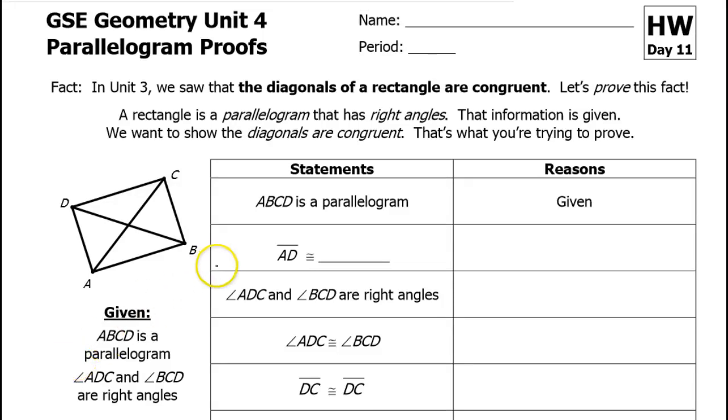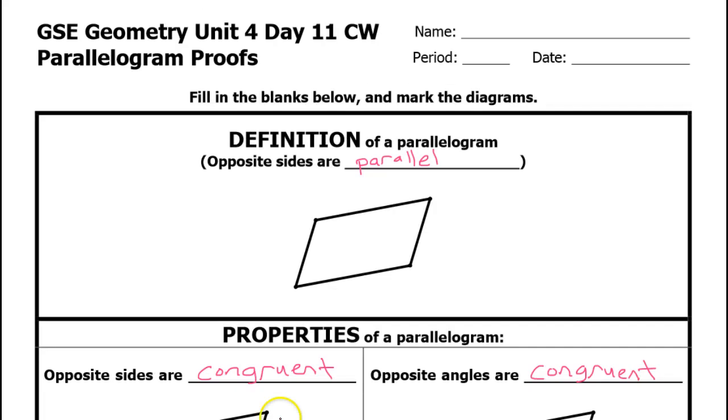In this video, we will use the properties of parallelograms to help us prove triangles are congruent, as well as specific parts. So what are these properties of parallelograms? Well, let's start with the definition of a parallelogram. A parallelogram is a quadrilateral whose opposite sides are parallel.